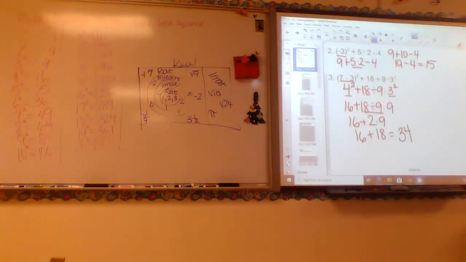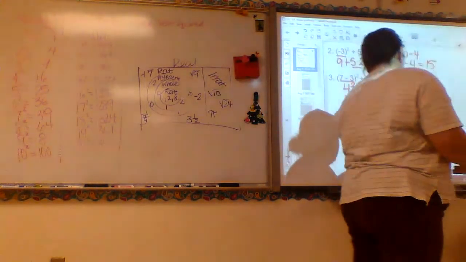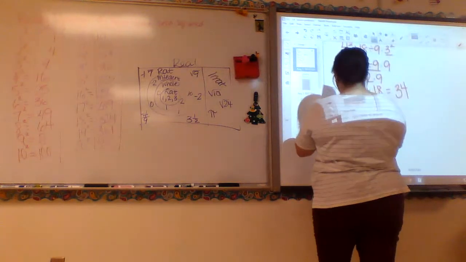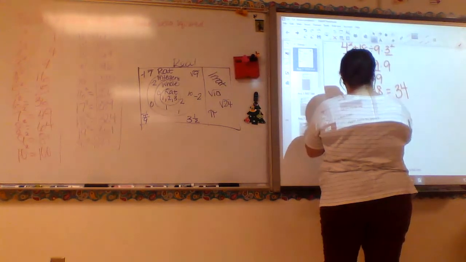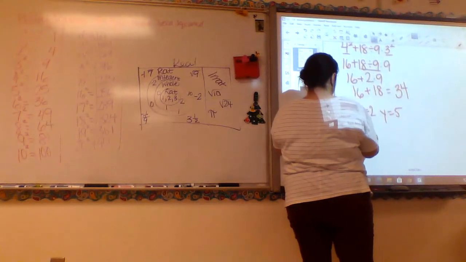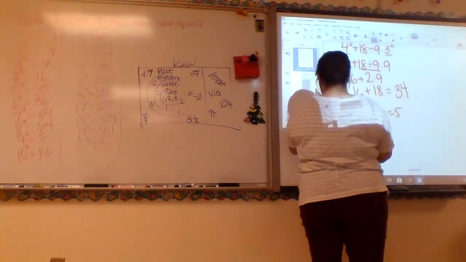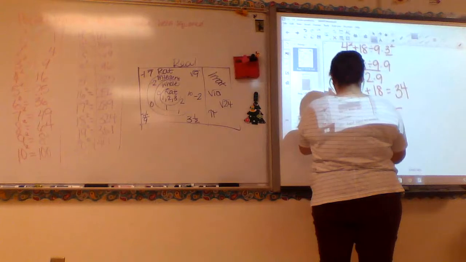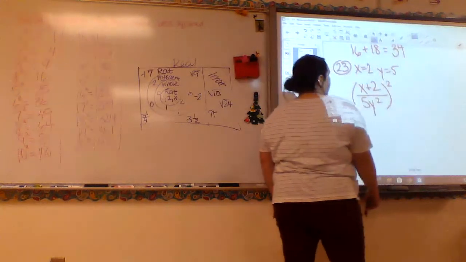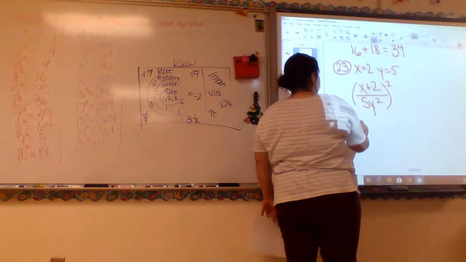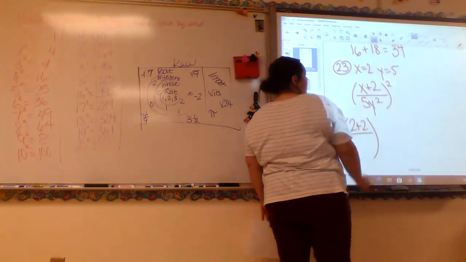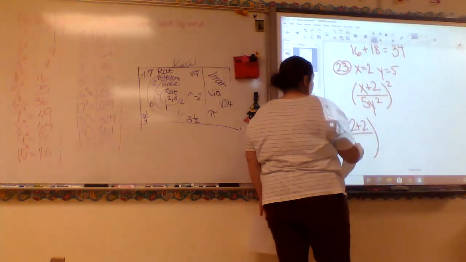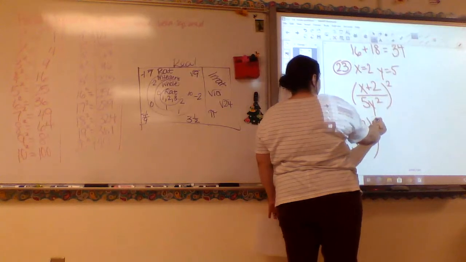All right, 23 said, evaluate each expression for x equals 2 and y equals 5. And they gave us x plus 2 divided by 5y squared, all squared. So I'm going to plug in the numbers where they go. My x is 2, so that'll be 2 plus 2 on the top. On the bottom, that's 5 times y squared. So that's 5 times 5 squared, all squared.